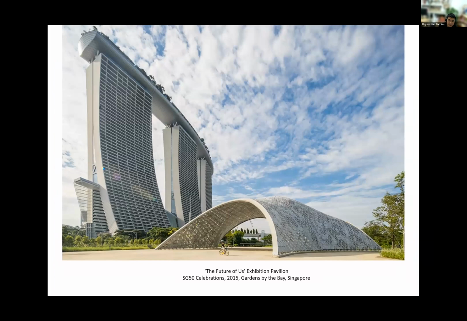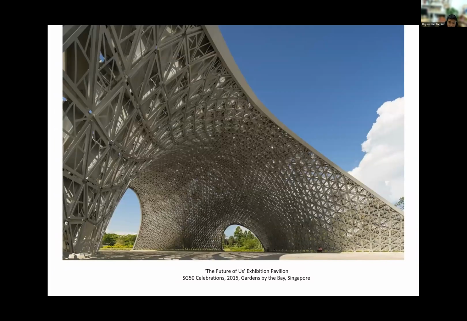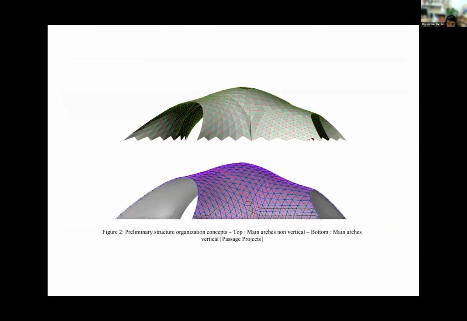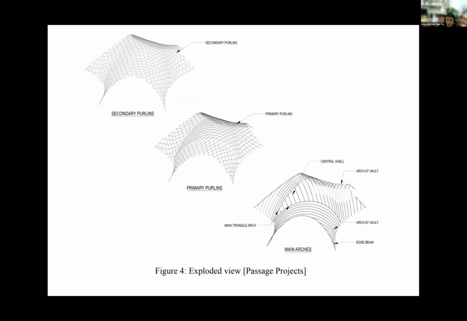Now moving on with this kind of technology. What I want to have as a takeaway is that for us practitioners, we are always honing our skills. With that in mind, we have done this Future of Us exhibition pavilion. I'm just going to fly through. This was a very fast-paced project. The design phase was probably around 4 to 6 weeks. The whole construction, from design to completion, was 6 months. It was part of the SG50 celebrations.